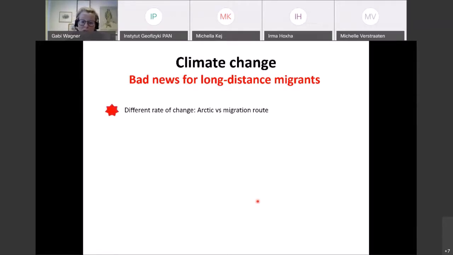So we have different rates of change in temperature. In the Arctic, it's the most extreme. In other places, it's less extreme. Whereas in the Arctic, you may experience changes of temperature of up to 10 degrees.